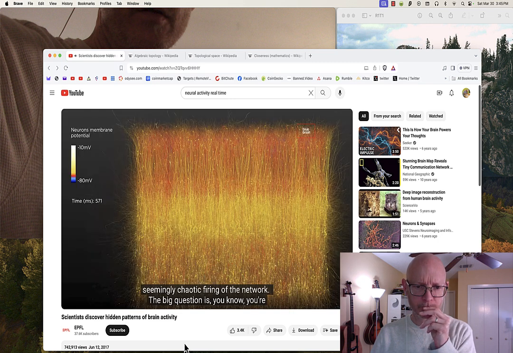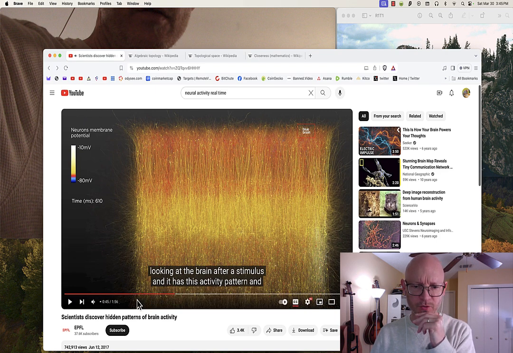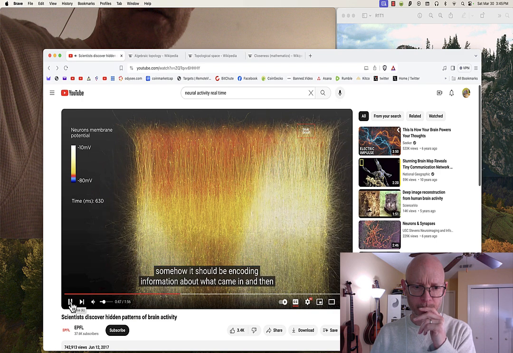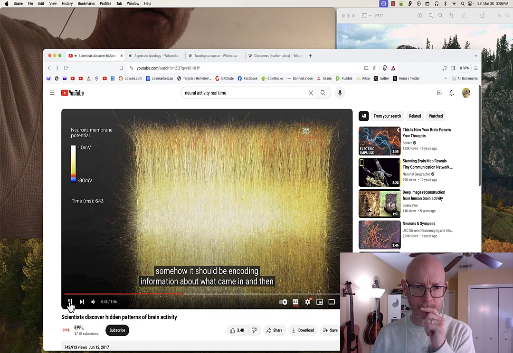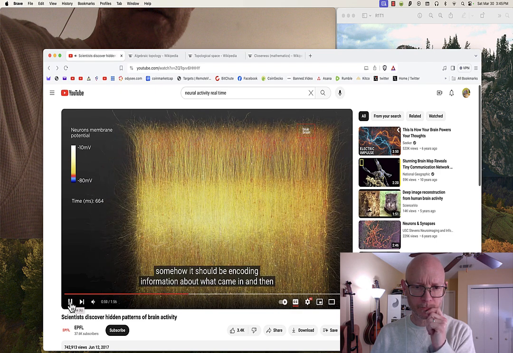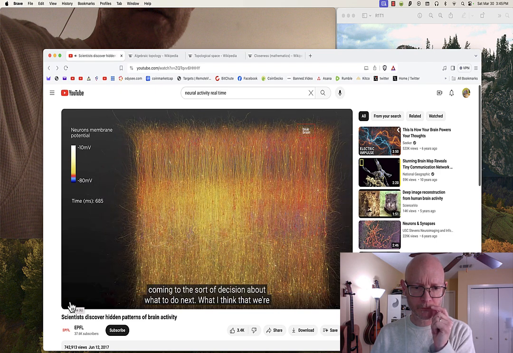The big question is, you're looking at the brain after a stimulus. Stimulus is a range of time and space. It has this activity pattern, and somehow it should... Boom, that's where it comes in. This is what the neurons look like when an actual remote viewing is taking place. ...be encoding information about what came in and then coming to some sort of decision about what to do next.